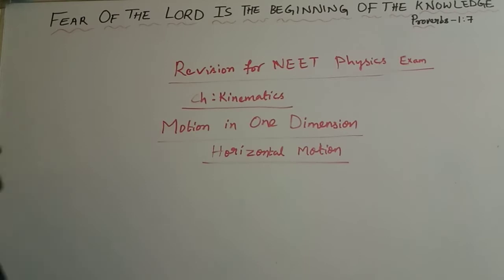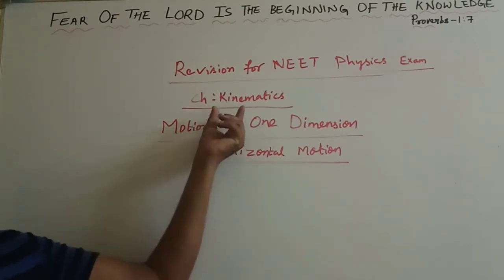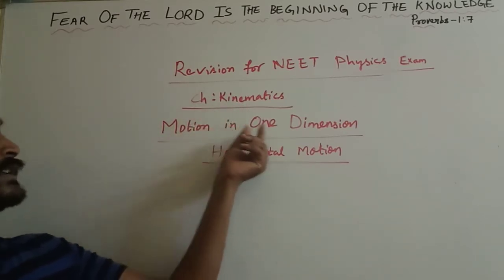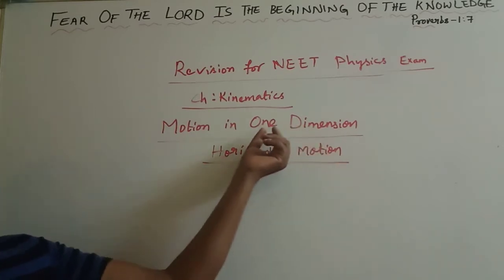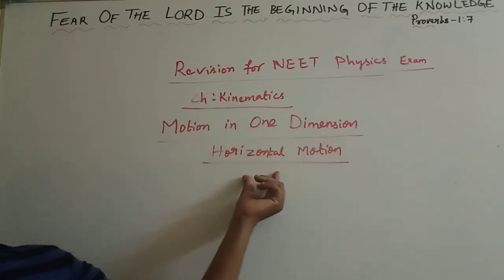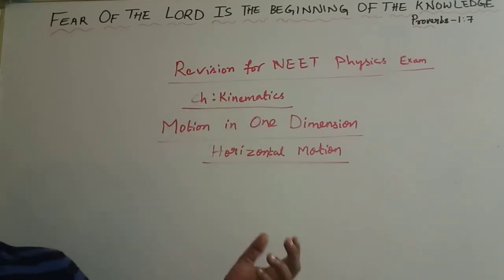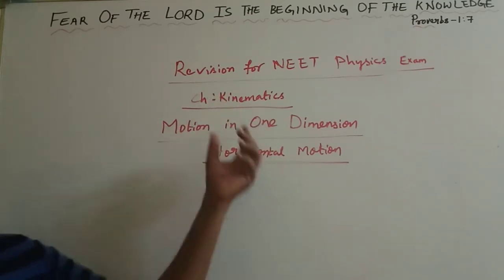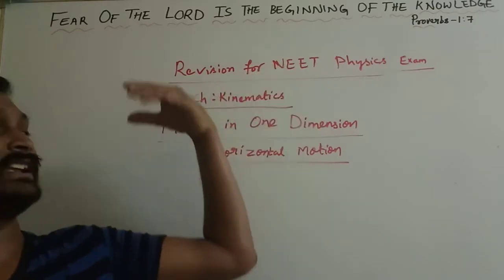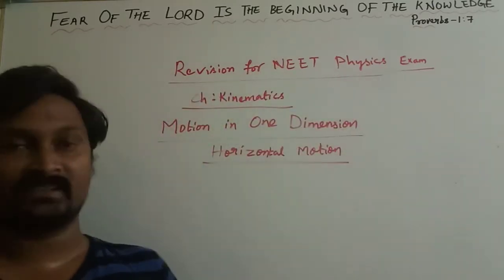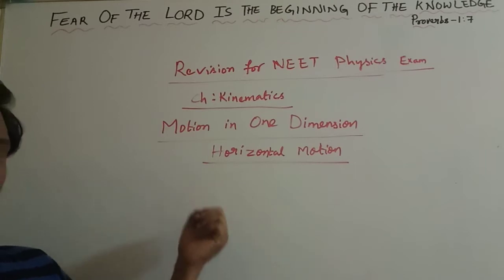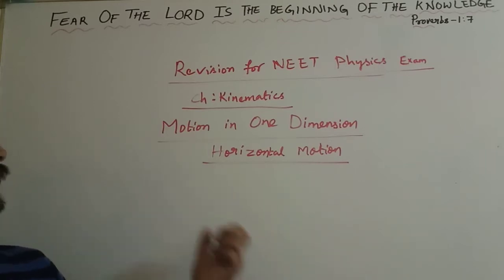Now, let's move on to the topic, that is kinematics. In today's topic in the kinematics chapter, motion in one dimension, we are going to discuss horizontal motion, and in this, which are the points you need to remember, because we are revising, that is, recapitulation for the NEET physics exam. Because of that reason, we are going to learn which points we have to remember.